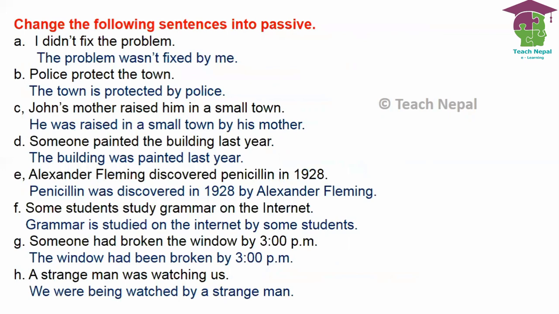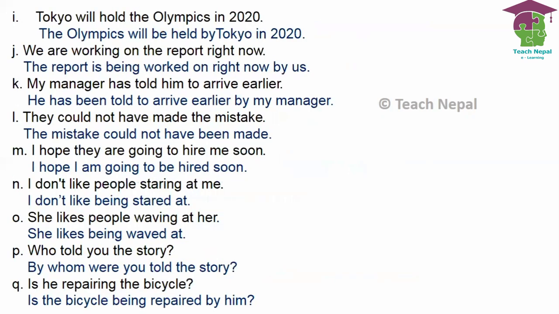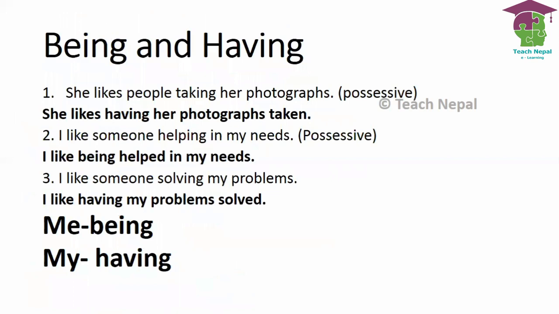So you have been asked this question in your textbook, and changing it into passive: I didn't fix the problem, the problem wasn't fixed by me, right? In this way you have to do these things, so please go through these answers given here. First try it on your own, then check, it will be convenient for you, or you will learn it on your own. Okay, up to Q it's given there. And another thing we have to know is being and having, when to use being.